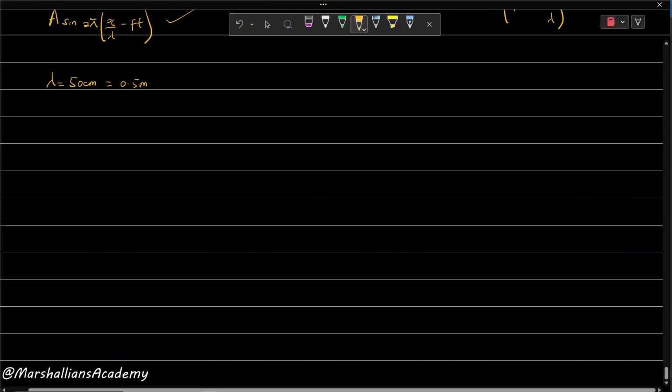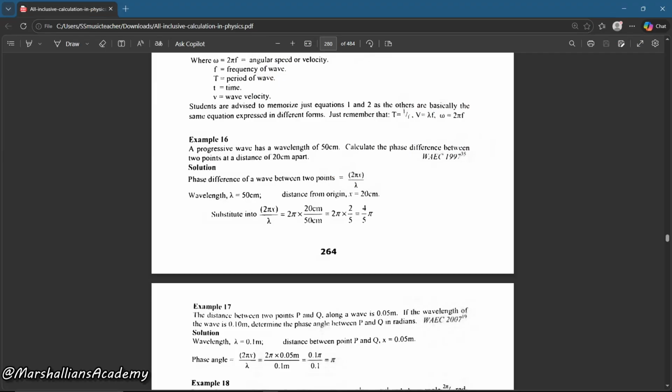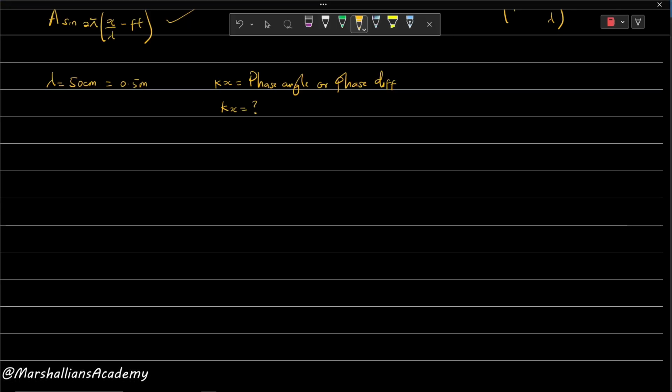Did you remember what phase difference is? Yes. Recall that Kx is the same thing as saying phase angle or phase difference. I said that, isn't it? So we are told to find kx. Calculate the phase difference if the waves are a distance of 20 centimeters apart. Distance x is 20 centimeters apart.